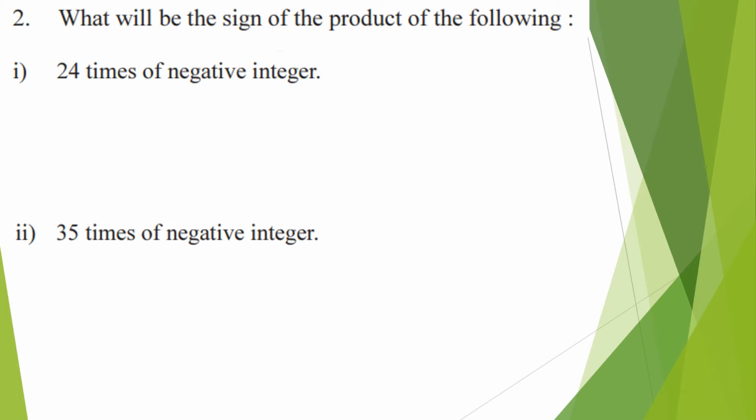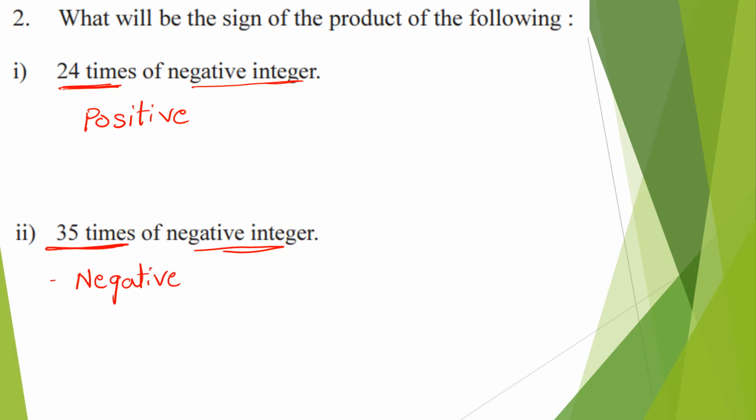Let us write this here. They gave an even number of times of negative integer, so the product is positive. Now they gave an odd number of times, that is 35 times a negative integer. If we multiply a negative integer an odd number of times, the product is a negative integer. So that is negative. Like that we should write this one, okay children.